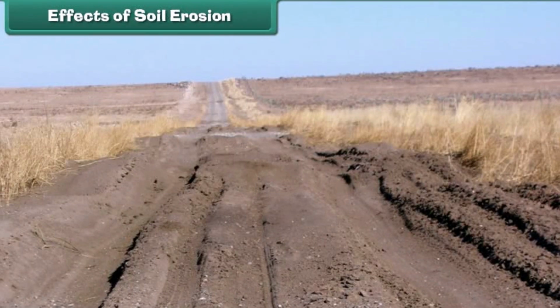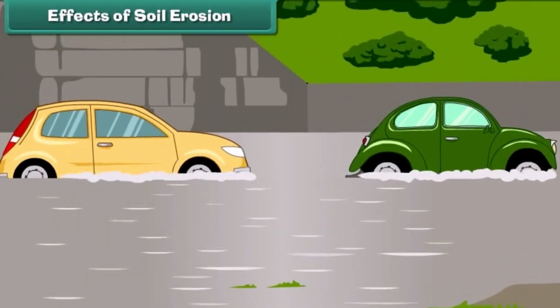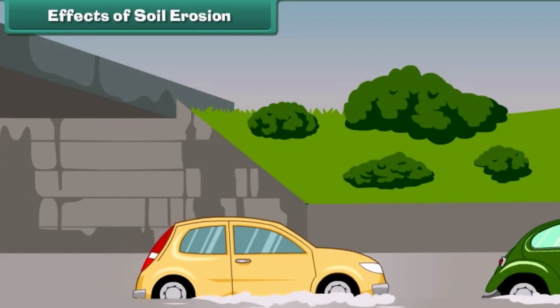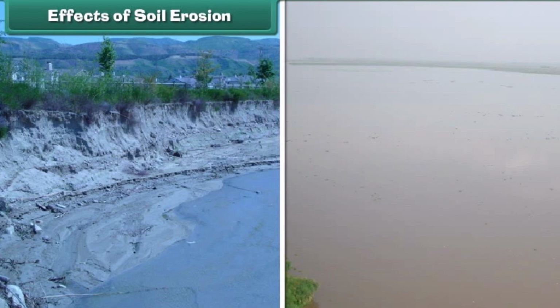Due to soil erosion, the soil shifts and accumulates on the roads and streets. This blocks the driving and results in accidents. It also blocks many irrigation canals. It increases the risk of flooding. The eroded soil deposits in water resources like rivers, lakes, etc. and pollutes them.